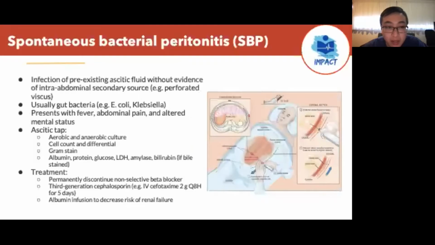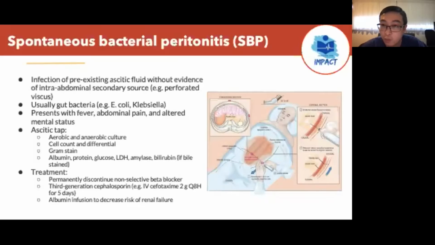So that's all I want to say about euglycemic DKA. So a quick word about spontaneous bacterial peritonitis, which is the other differential that I mentioned. It's defined as an infection of a pre-existing acidic fluid without evidence of an intra-abdominal secondary source.